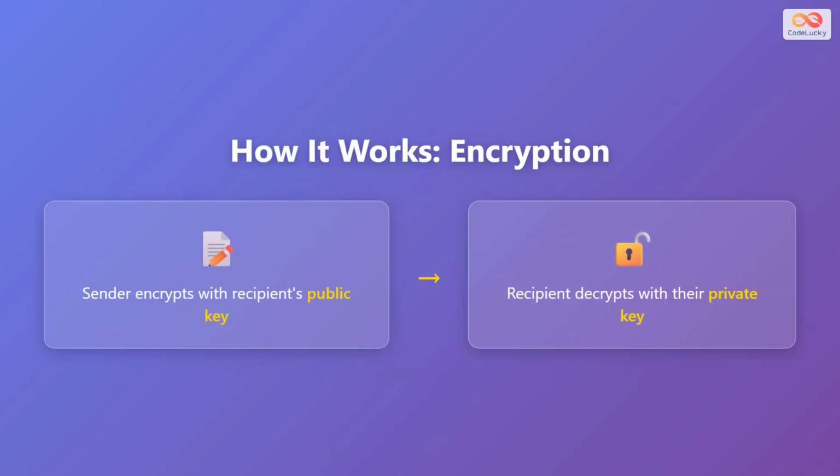Here's how the encryption process works. When someone wants to send you a secure message, they encrypt it using your public key. Once encrypted, only you can decrypt it using your private key. This ensures that even if the message is intercepted, no one else can read it.